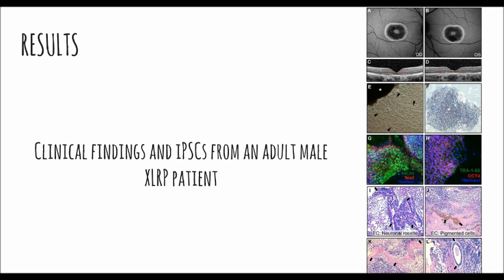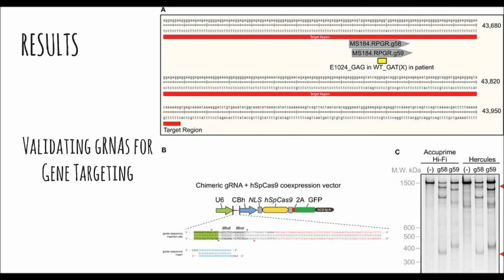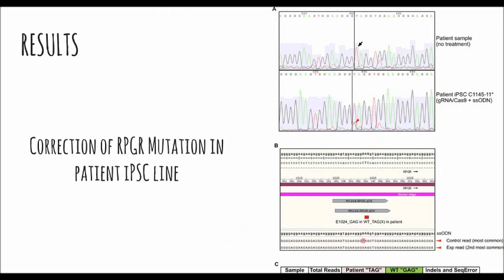The final results. This diagram shows the clinical findings and iPSCs from an adult male XLRP patient. In this diagram, the procedure for validating the guide RNAs for gene targeting is shown. The last diagram represents the correction for the RPGR mutation in patient iPSC line.